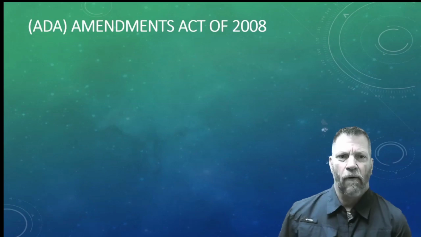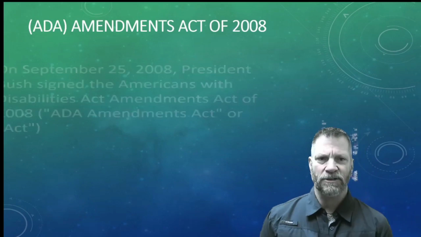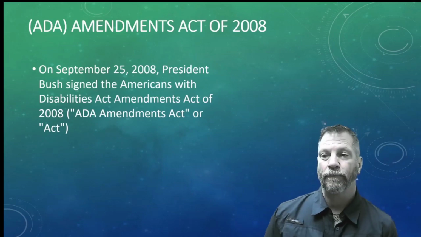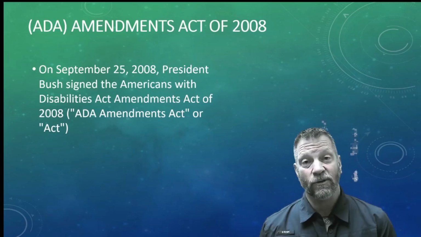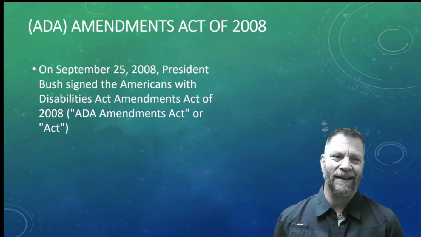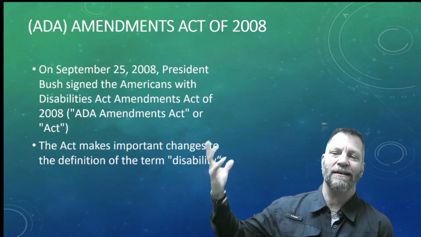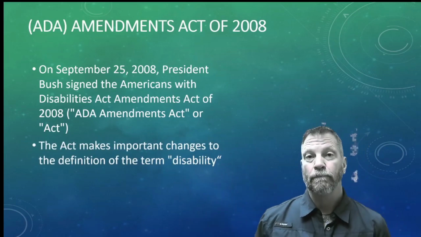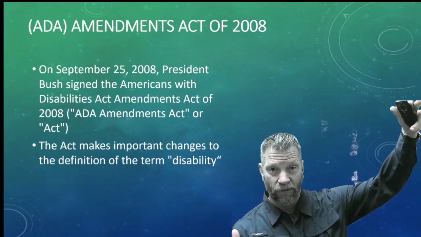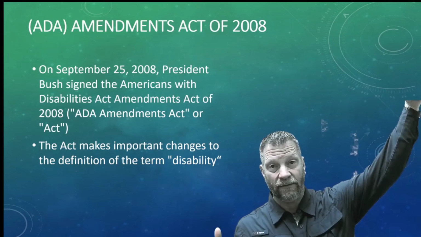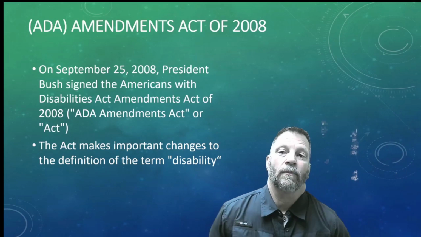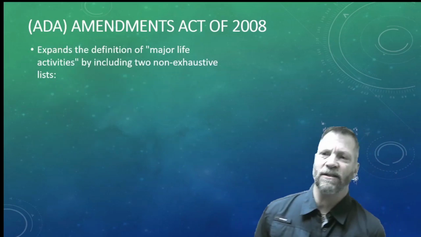All right. Now, in 2008, President Bush signed the ADAA, the Americans with Disabilities Act Amendments Act of 2008. What this act did is it expanded the definition of a disability. They said, okay, this is what we consider a disability right now. This is what we're going to consider a disability in the future. And that list can grow and grow and grow, because it created two non-exhaustive lists.